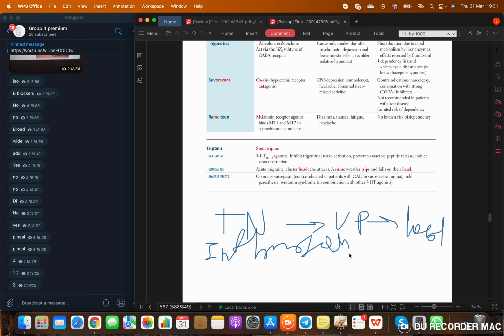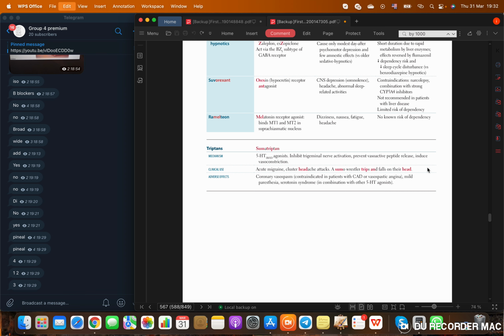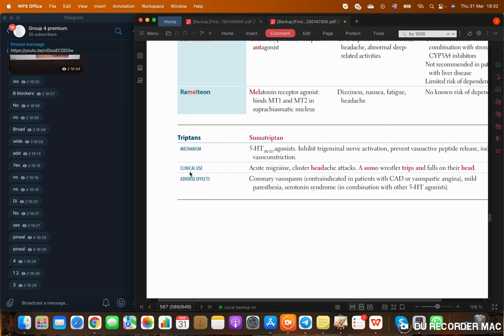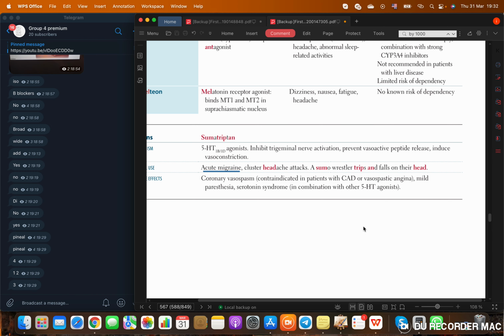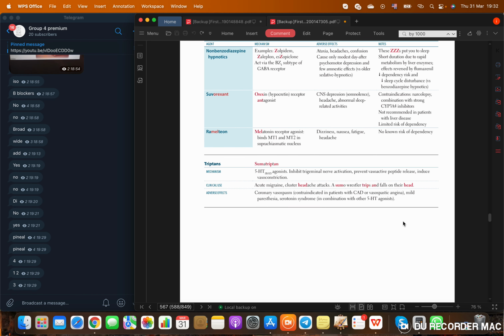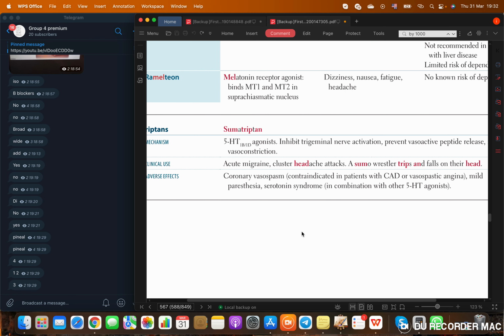So here they are telling you that it inhibits the trigeminal nerve and prevents the vasoactive peptide release, which means that the two theories, it's not like ideal, but this is just a theory. And the two theories, this is used for treatment. So clinical use for an acute migraine, cluster headache as well, for acute cluster headache, of course.